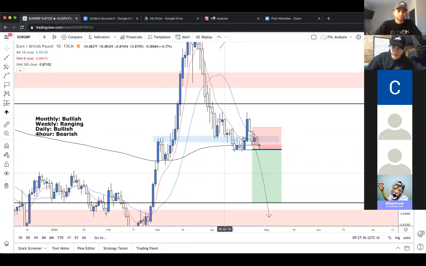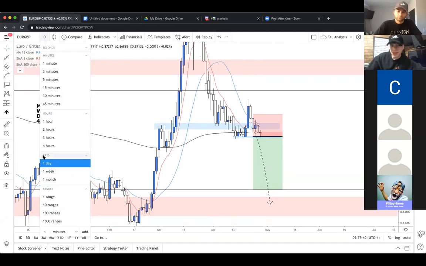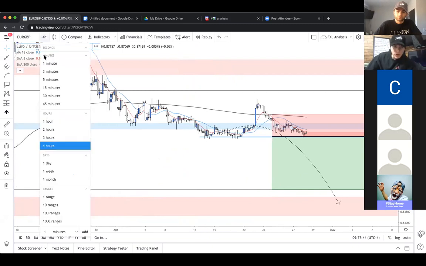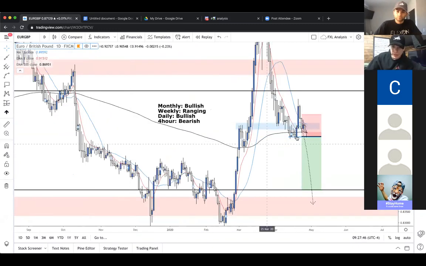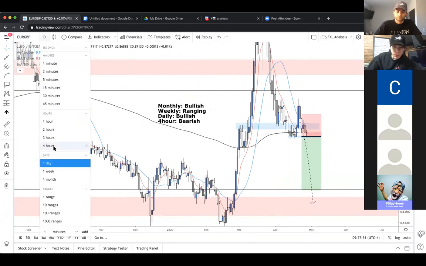Definitely a good structure level in here as it pulled back, but I'm still not really convinced. I want to drop to the 4-hour here. Well, first off, the 200 EMA is right there on the daily, so that's a little sketchy. I want to see something significant happen here, so I'm just going to wait on this.